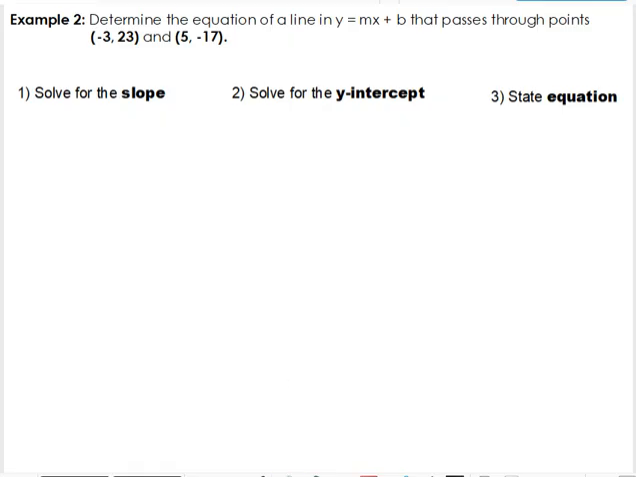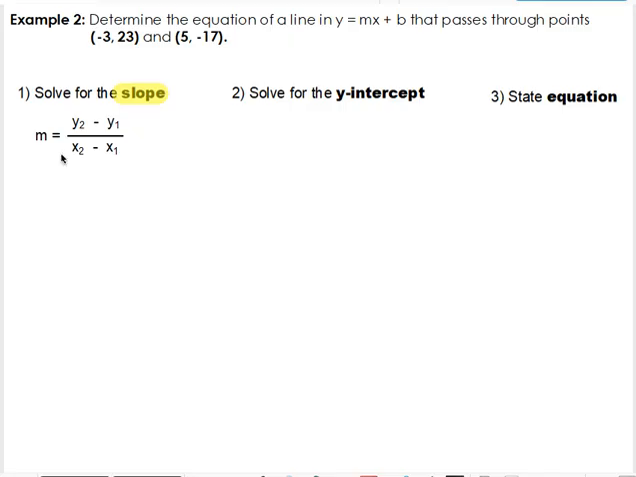So our first step is we're going to solve for the slope. And in order to do that, we're going to use our slope formula between 2 points. And that is m equals y2 minus y1 over x2 minus x1.